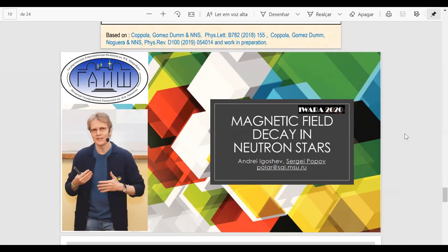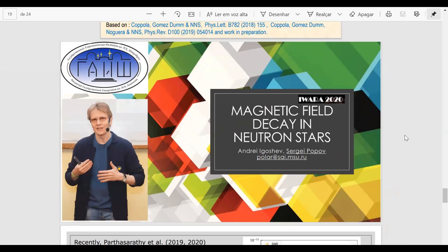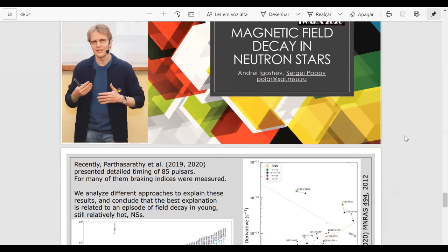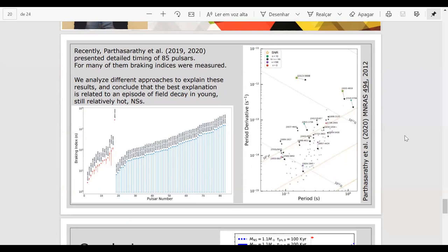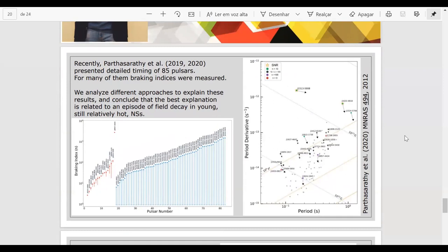I thank the organizers for giving me an opportunity to give this presentation. So I'll briefly present our new results. They just appeared on the arXiv at the very end of August on magnetic field decay in neutron stars. So there is a long-standing problem: does the magnetic field in normal radio pulsars decay? There are different views on this problem, and luckily observers continuously give us more and more data.